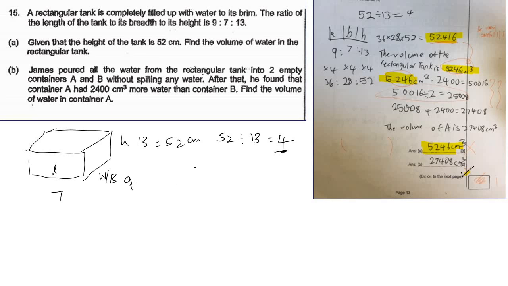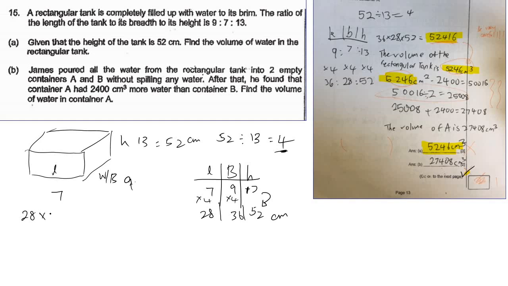Let me do this. Length and breadth times height. So here is 13 units, here is 9, 7. 13 units will give me 52 centimeter. Here is times 4 and here is times 4. So I will have 28 centimeter and then 36 centimeter. So the volume will be 28 times 36 times 52. Okay, so I will have 52416 centimeters cubed.